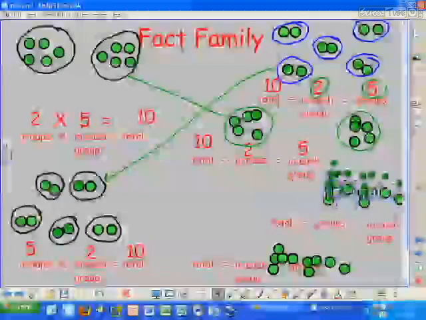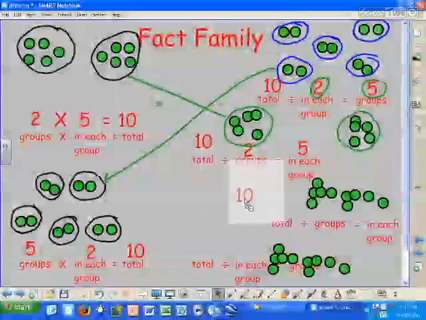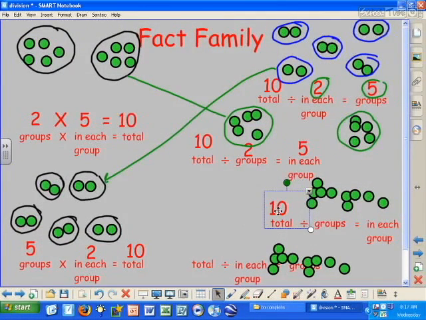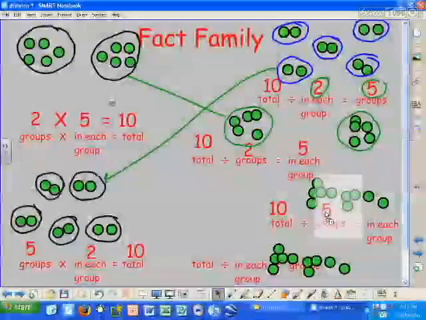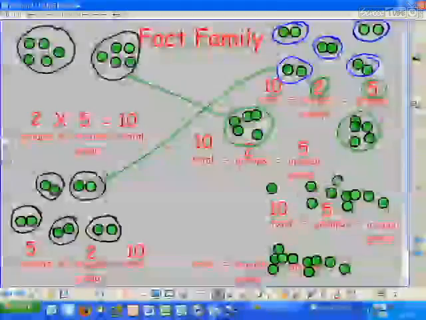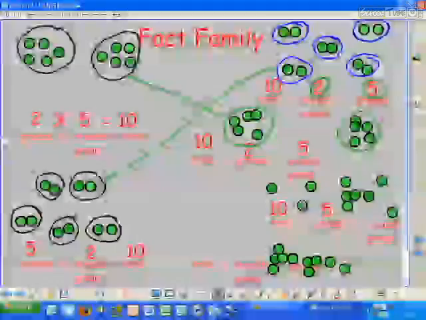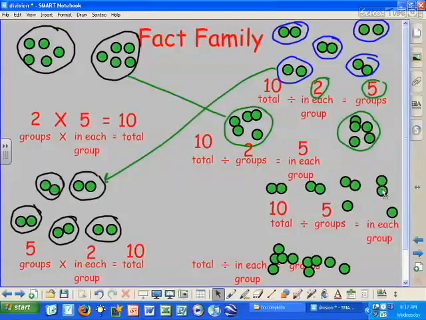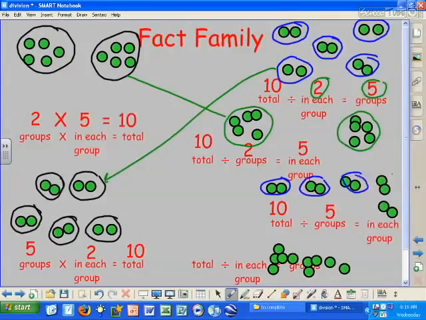We could also start with our same 10, and for our fact family, we need the 2 divisions, so now we need 5 groups. 1, 2, 3, 4, 5. I can put another one over in this group, another one here, another one here, another one here, and another one here. So now I have 10 total divided by 5 groups. And my answer is that there are 2 in each group. And if you notice, this picture again looks the same as that.